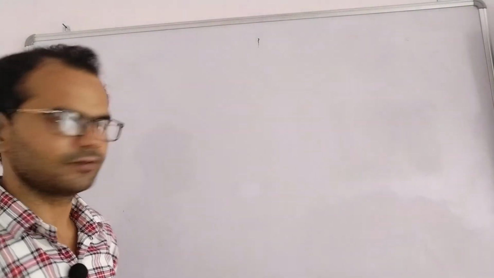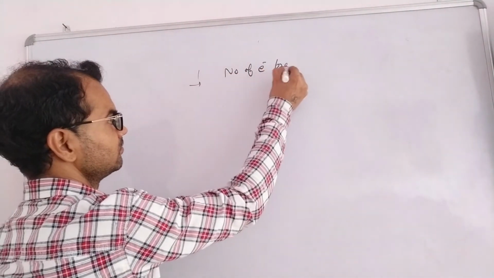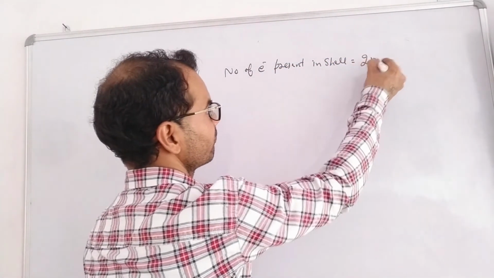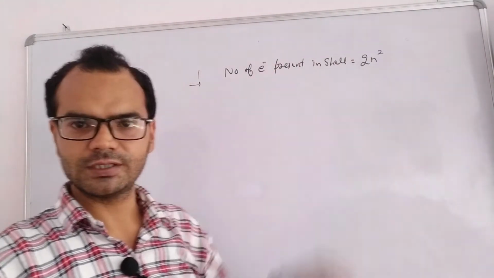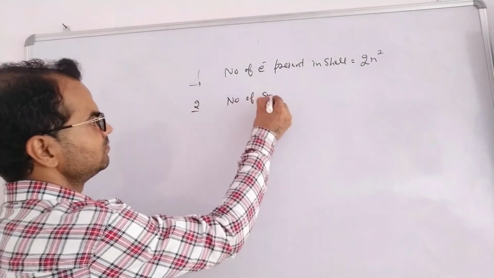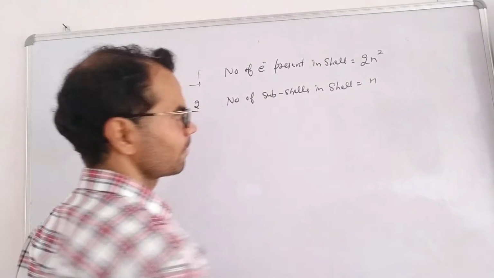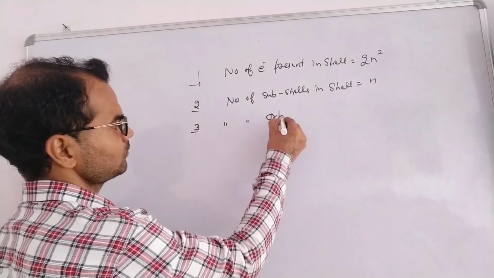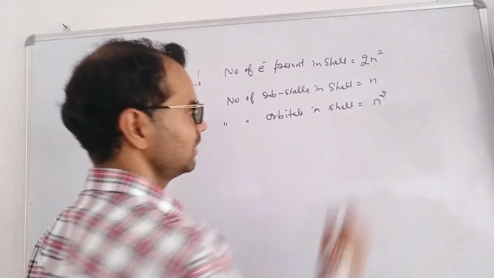For competitive exams only. First, the number of electrons present in a shell: 2n square. Number of electrons present in any shell, 2n square. Second, the number of subshells in any shell is n. And third, the number of orbitals in any shell, n square.